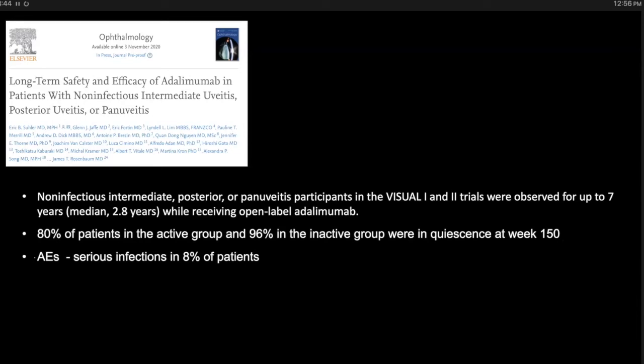And similarly, the adverse events were relatively low, and the risk of serious infections was about 8%, because that's often a main discussion point with patients, is the risk of infections and the risk of neoplasms in patients starting biologics. So this gives us some good data to talk to patients about.